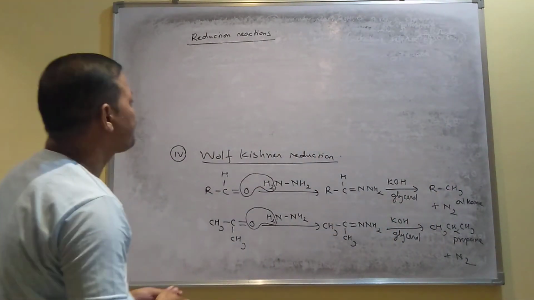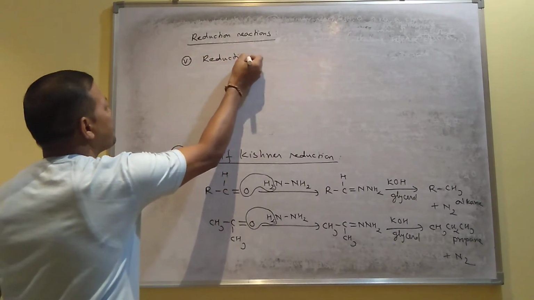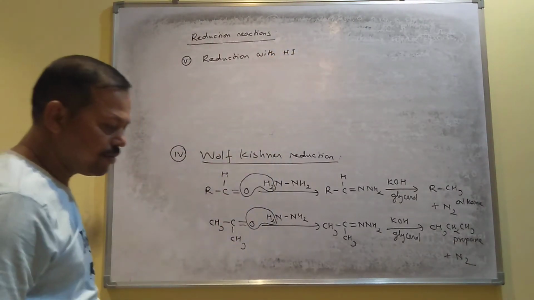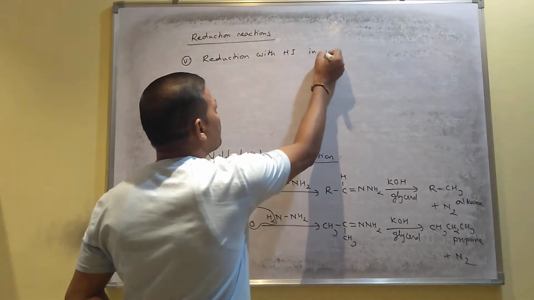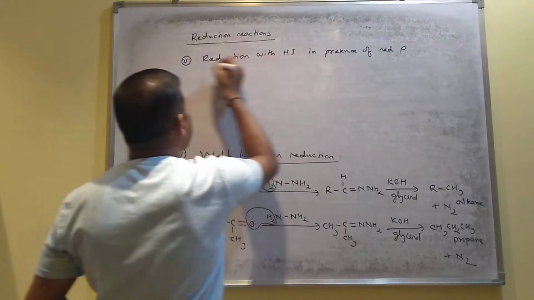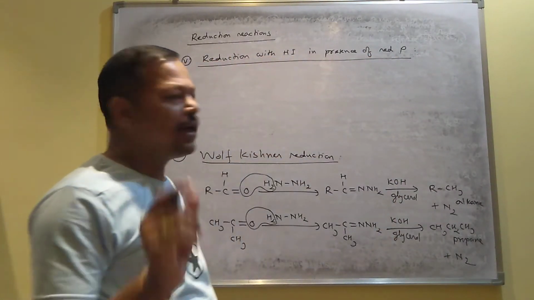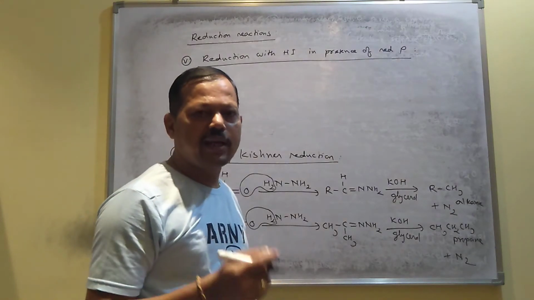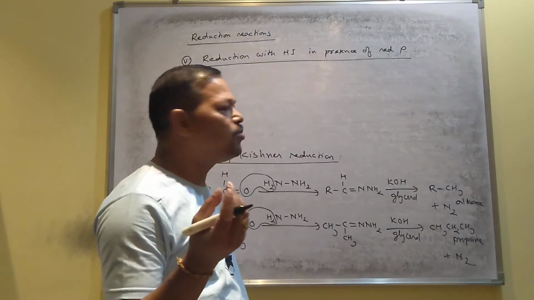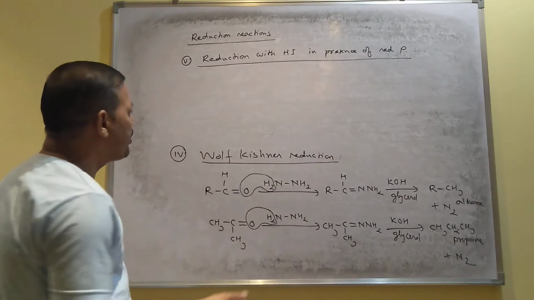Number 5, another reduction. Reduction with hydrogen iodide in presence of red phosphorus. Red phosphorus is the allotropic form of phosphorus. Phosphorus can exist as white phosphorus, yellow phosphorus, red phosphorus, different forms of phosphorus you will get, and here you have to use the red phosphorus. The reaction is like this.